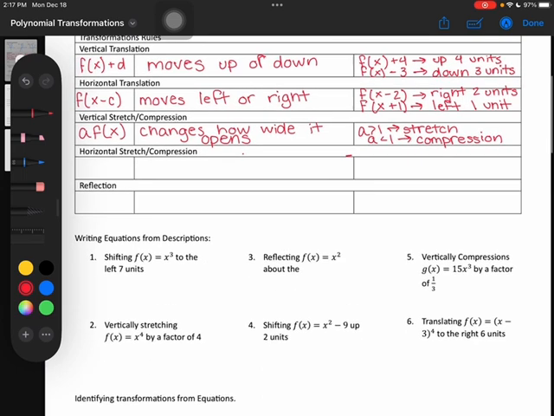Okay. We also have horizontal stretches and compressions. That's when it's being multiplied by a factor on the inside. So it looks something like f of bx, inside whatever parentheses we have going on. And this also changes how wide it opens.